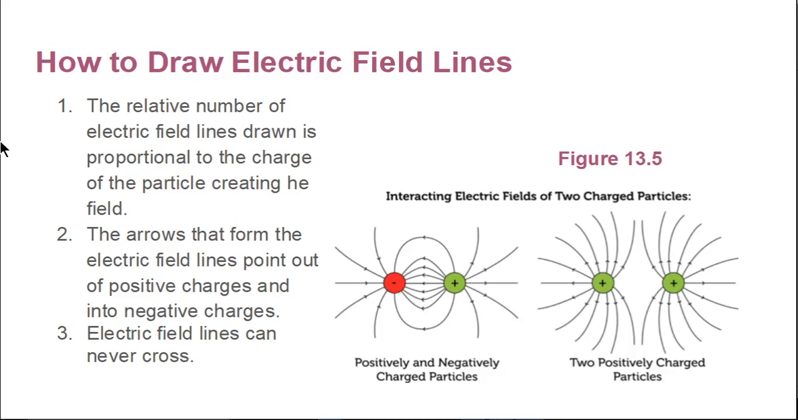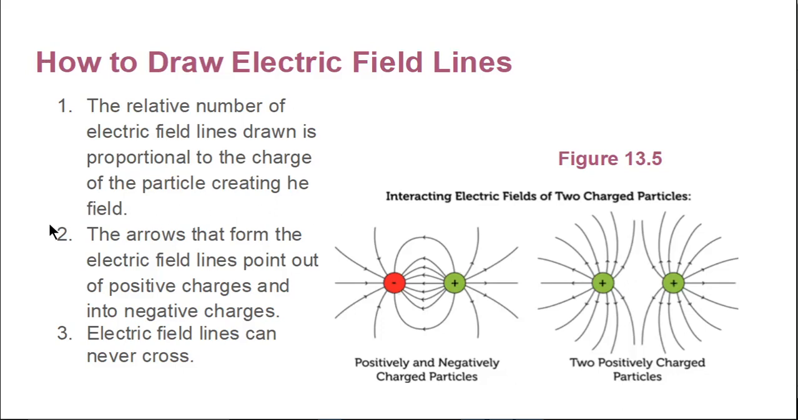So let's look at the first one. The relative number of electric field lines, so how many lines you are going to make coming out of or going into the charges, is proportional to the charge of the particle creating the field. Basically, the higher the charge, the more lines you're going to make coming out or going into the charge. But that's kind of relative. There is no rule about how many lines to make. You just have to represent it on your own.